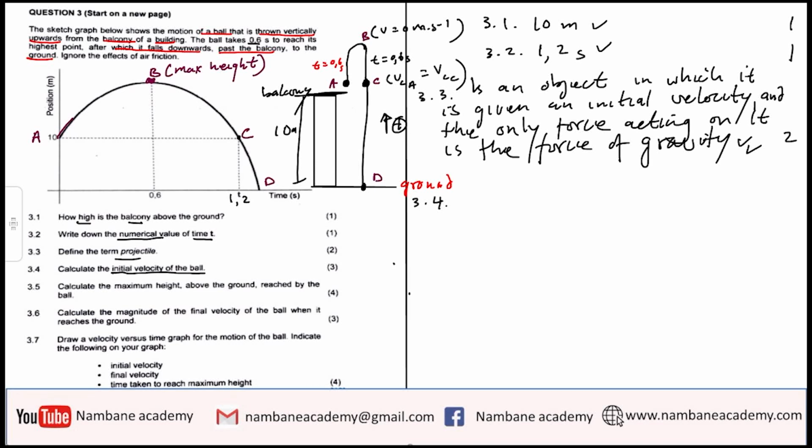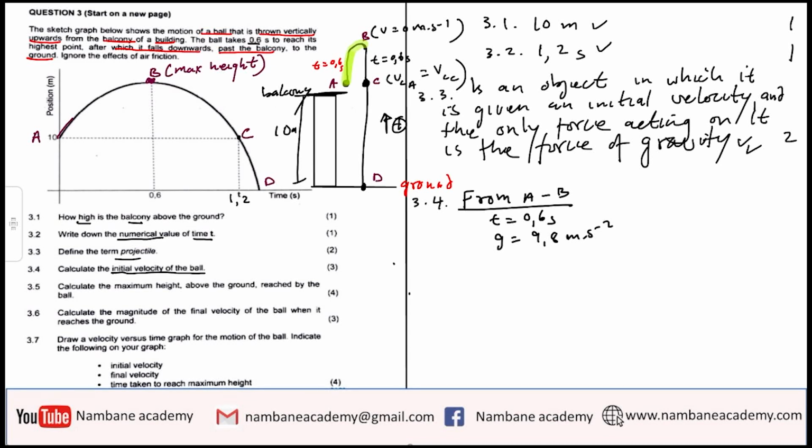V initial basically refers to the motion of BC. So I am going to tell this examiner, to make my life very easy, I am working from A to B. And what do I have from A to B, ladies and gentlemen? T was given, 0.6 seconds. G is always given, 9.8 meters per second squared.